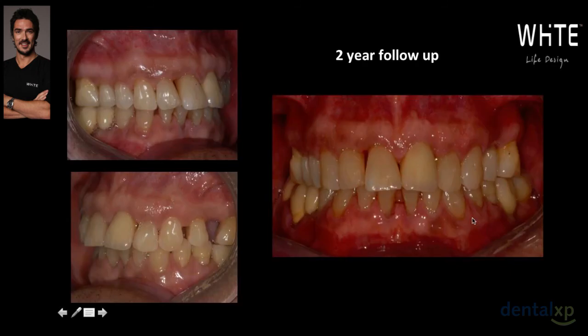Here we can see very stable results. Once again, why are they stable? Because I have posterior function. So you can't consider any aesthetic anterior rehabilitation with implants if you do not have posterior occlusion.